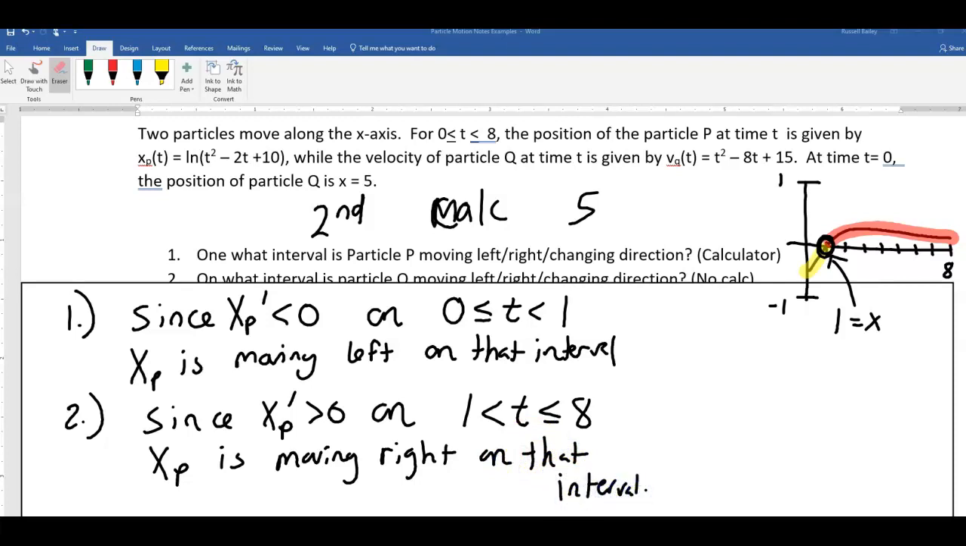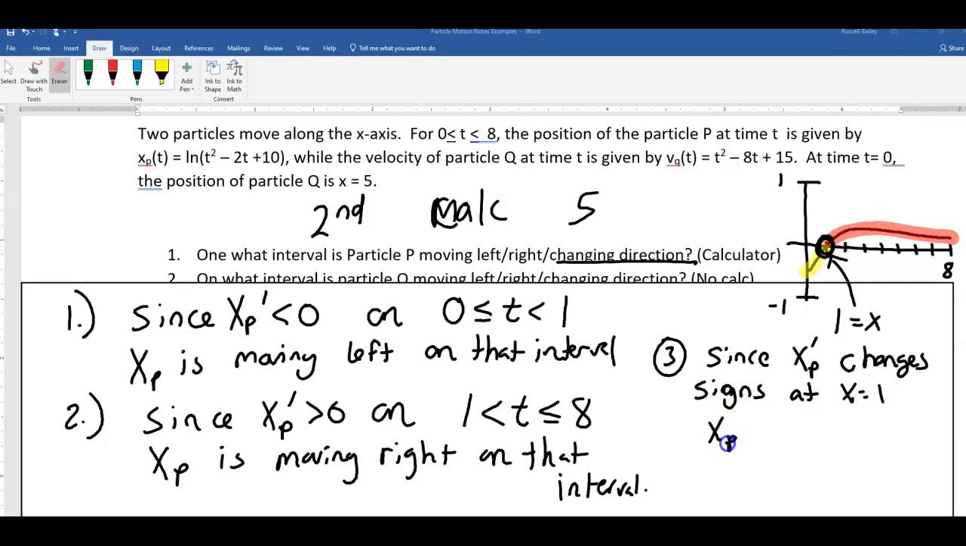Now they also want us to say when it's changing directions. Well, that's obviously where it's crossing the x-axis. That's where we're going from moving to the left to moving to the right. So we would say since x sub p prime changes signs at x equals 1, x is changing directions at that point.